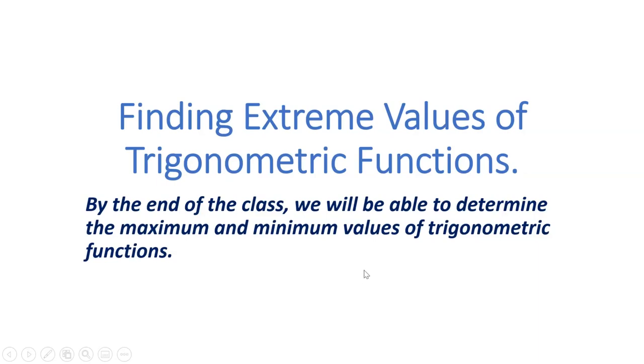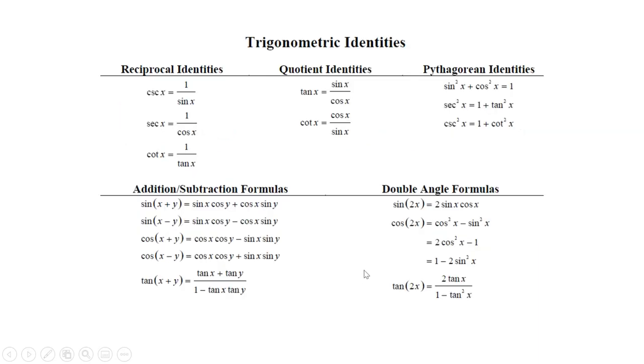By the end of the class, we're going to be able to determine maximum and minimum values of trig functions. Let me remind you of some identities that you should have learned in advanced functions. Things like the cosecant, secant, and cotangent. These are what are called reciprocal identities.